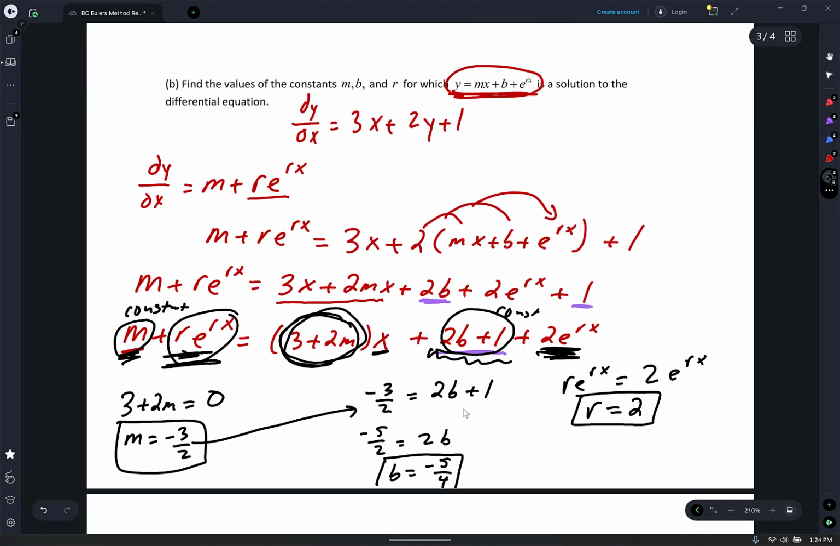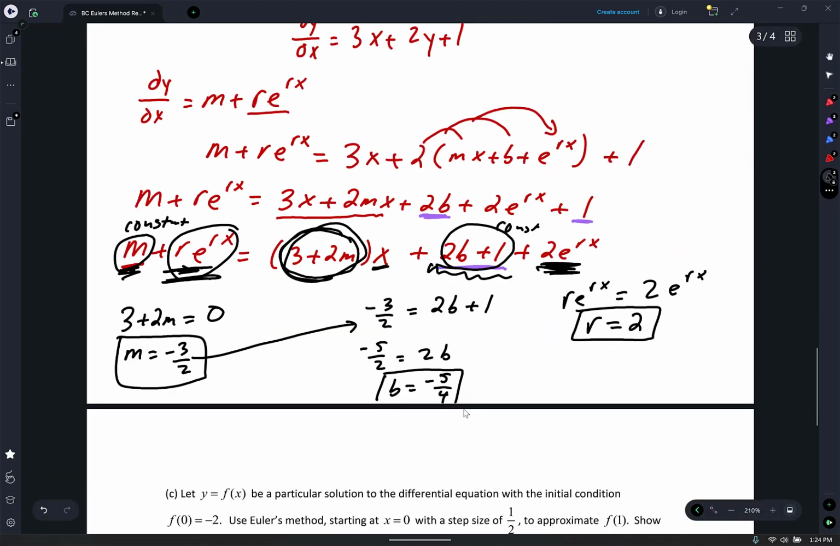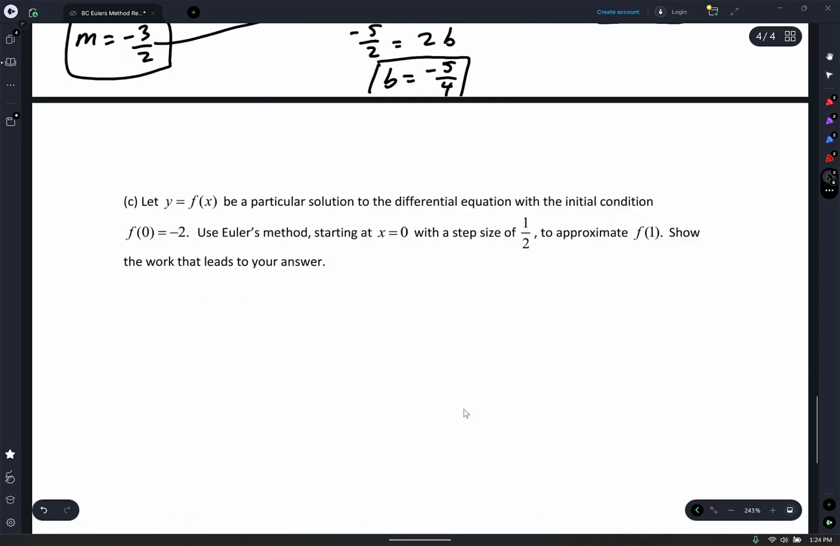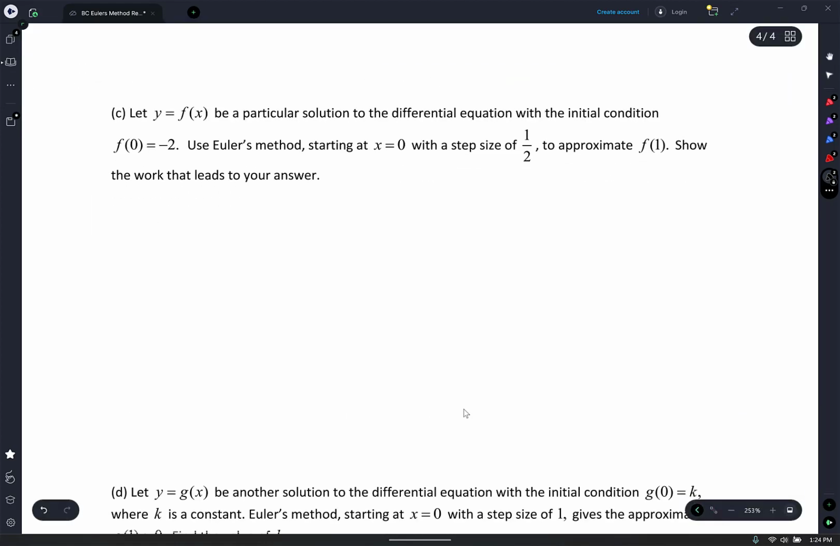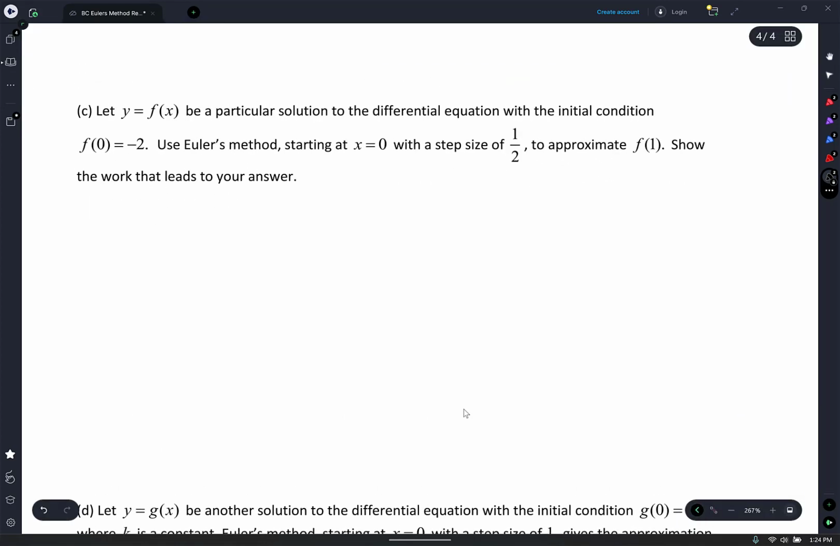We'll see the rubric in a little bit to see how we're doing with that one. All right, here is the good stuff that I wanted to show you guys. Look at letter C. Let y equals f of x be a particular solution to the differential equation with an initial condition, f of 0 equals negative 2. Use Euler's method starting at x equals 0 with a step size of one half to approximate f of 1. Show the work that leads to your answer. Go for it, guys. Give it a shot. And we'll come back in about 2 minutes.